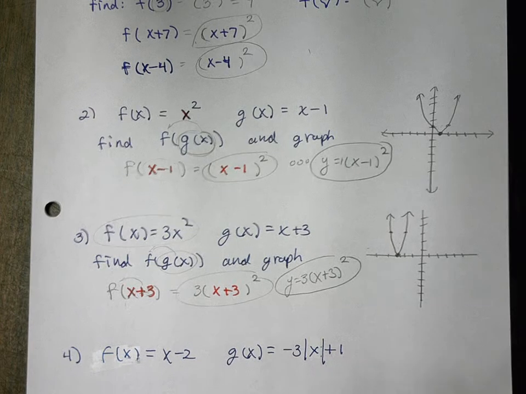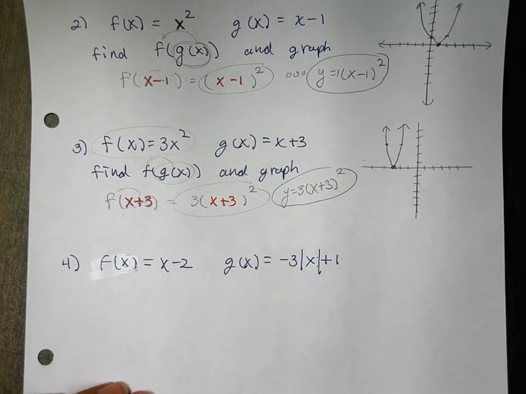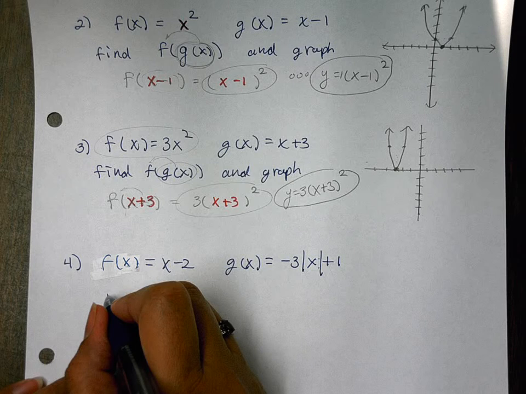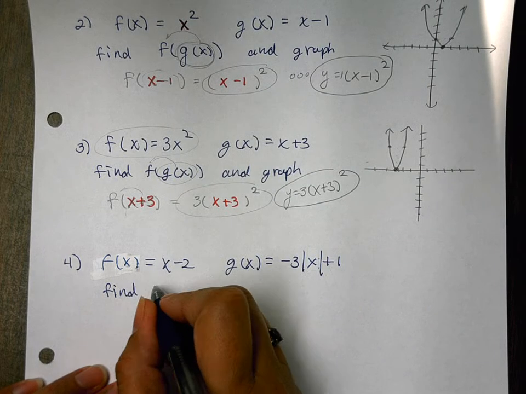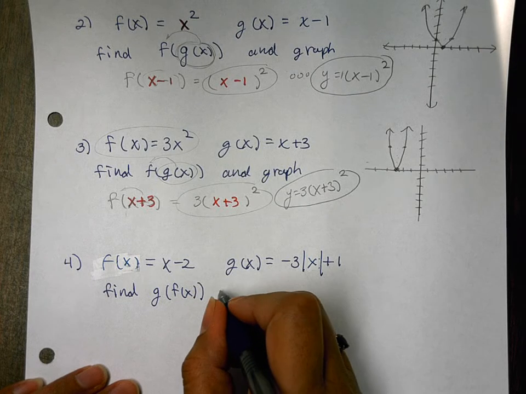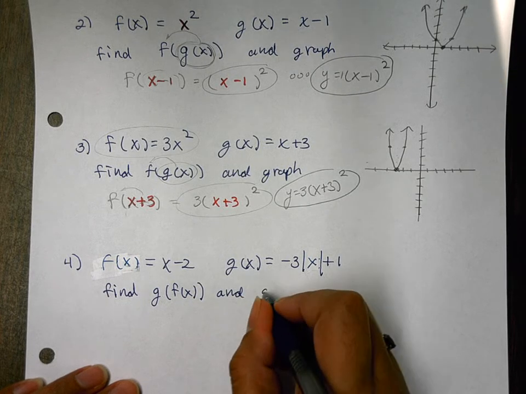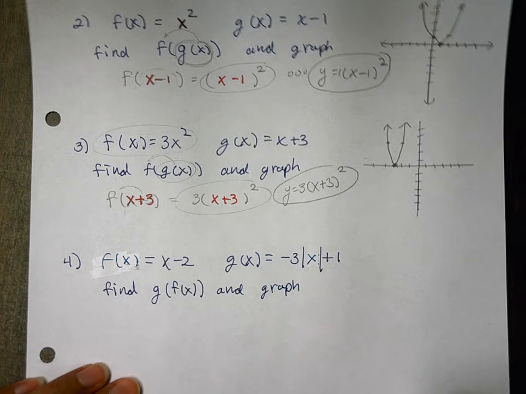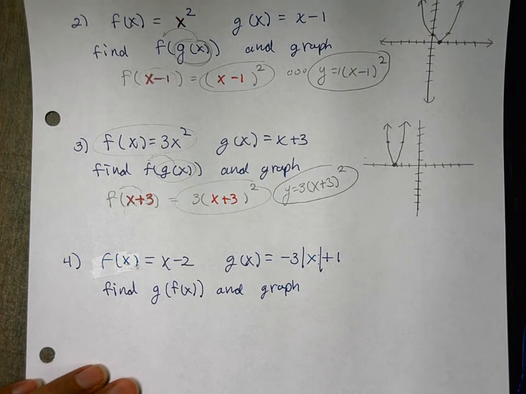All right, and this time I'd like you to find g of f of x and graph. So same as before, only now we're going the other way, and you can go either way, f of g of x or g of f of x. Composition, you're plugging one function into the other.